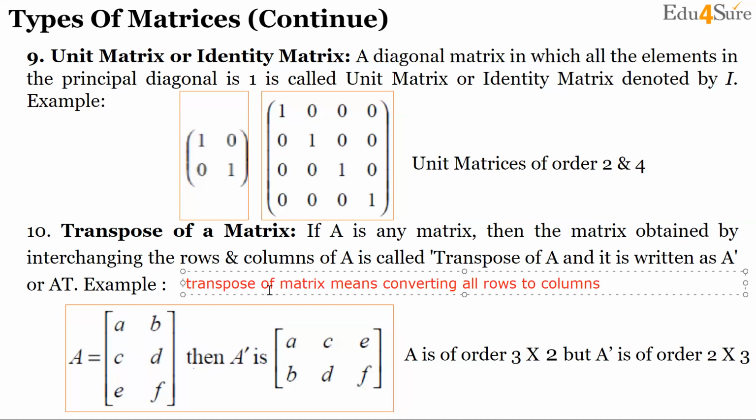So here, as I said, transpose of a matrix means converting all the rows to columns. So when you convert all the rows here to columns, it will become the transpose of the matrix. Here, as I gave you the example, this is 3 cross 2, 3 rows and 2 columns. When you do the transpose of it, it will become 2 rows and 3 columns. So this is called the transpose of a matrix.